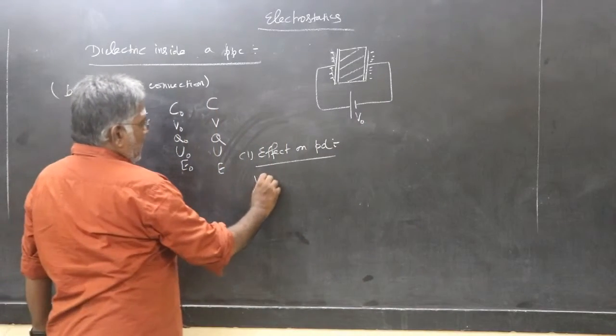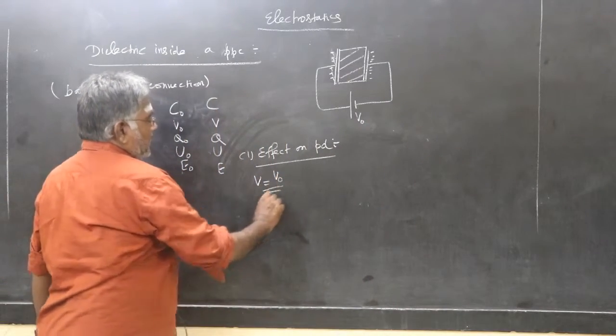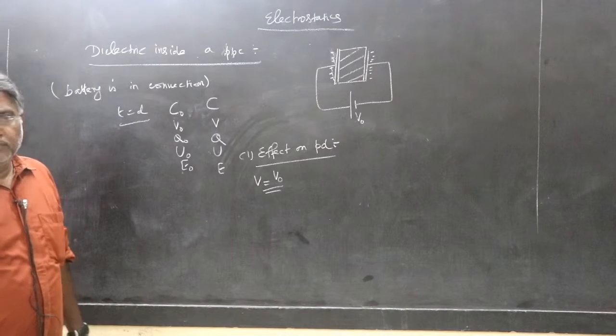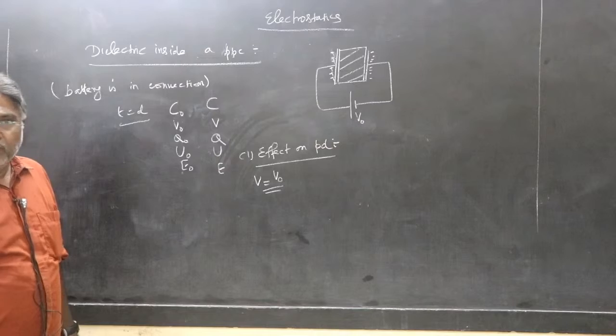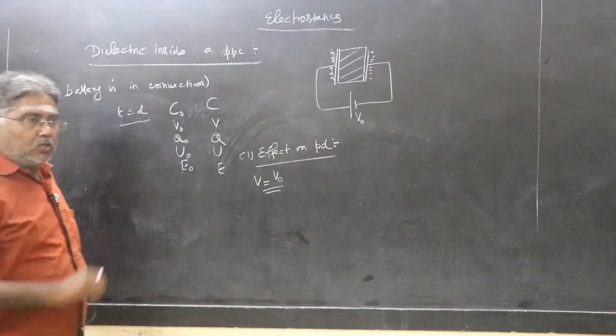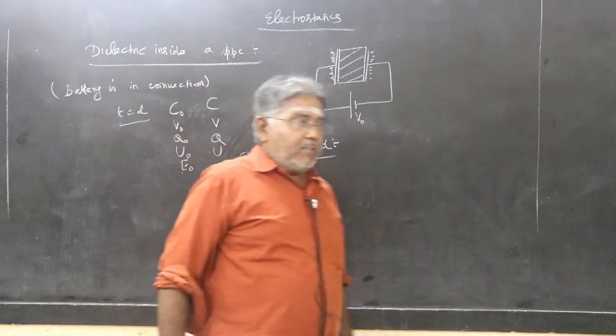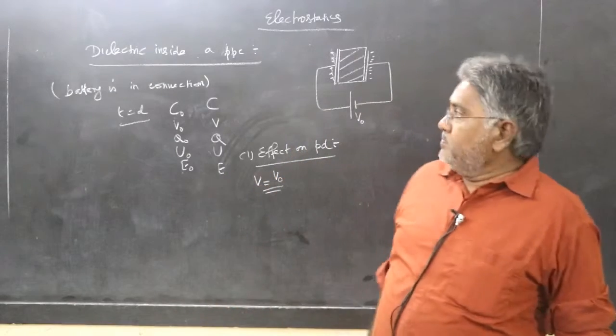V is equal to V0. There is no change in PD. Potential difference, you write in words also, the potential difference remains the same. No change in the potential difference.